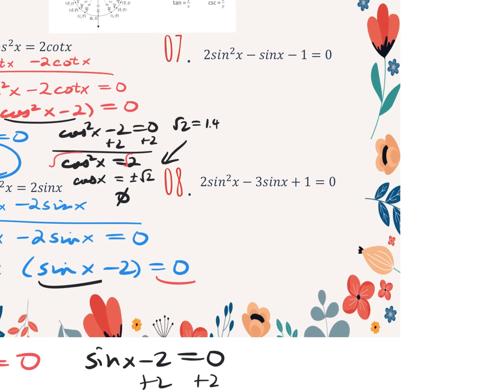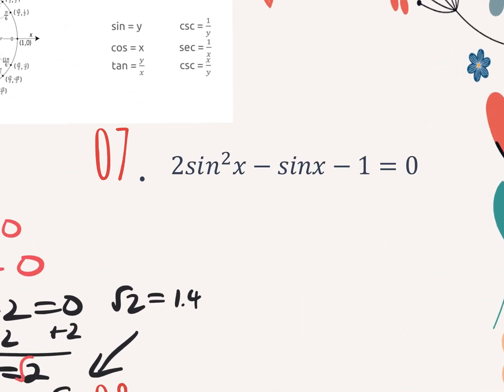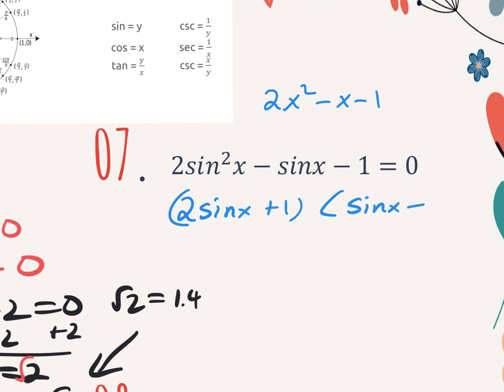Number 7. This is a trinomial. So if you want to think of it as 2x squared minus x minus 1 and factor it first this way and then add the sign back in, you can. Factors of negative 2 that give you negative 1. And again, you can either factor by grouping or guess and test. This will factor into 2 sine x plus 1, sine x minus 1. And again, you can FOIL it and make sure it goes back, and it does.